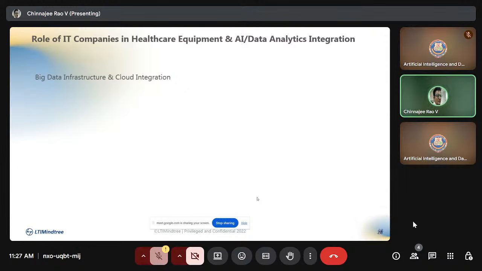Same way, big data infrastructure and cloud. IBM brought this big data in 2013 itself. At that time I was working at IBM, and I was part of this big data.